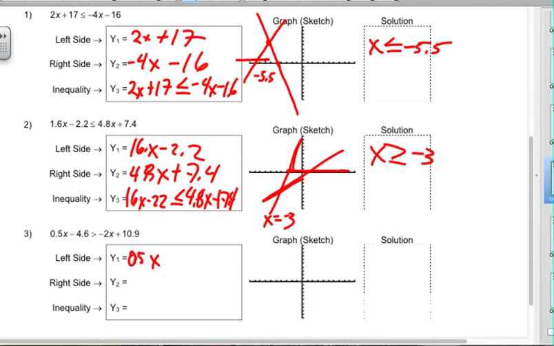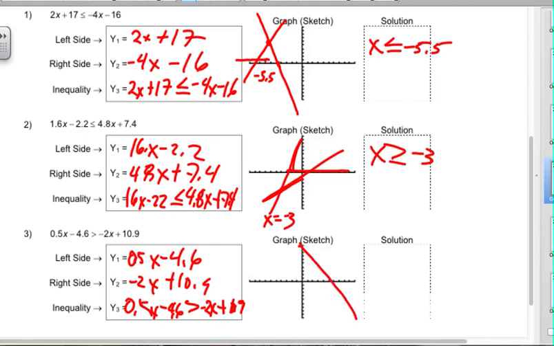0.5x minus 4.6, negative 2x plus 10.9, 0.5x minus 4.6 greater than negative 2x plus 10.9. When we graph this and find the intersection, I've got a line which comes through like this, and another one which comes through sort of like this. My intersection is at x equals 6.2.